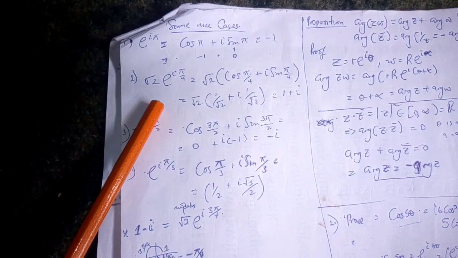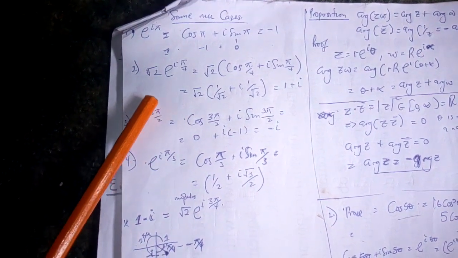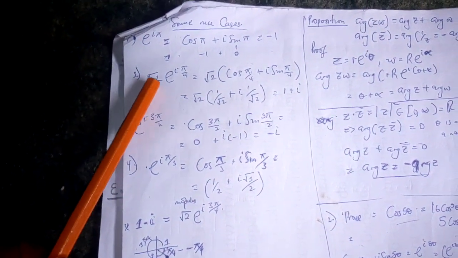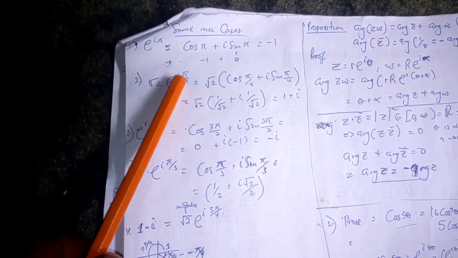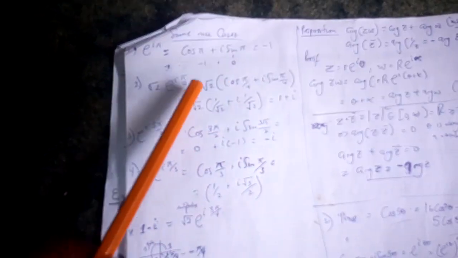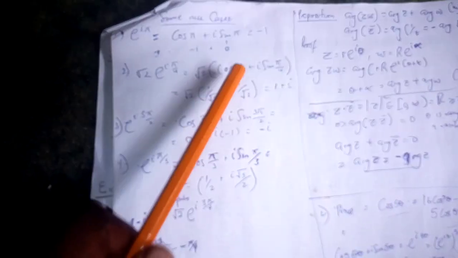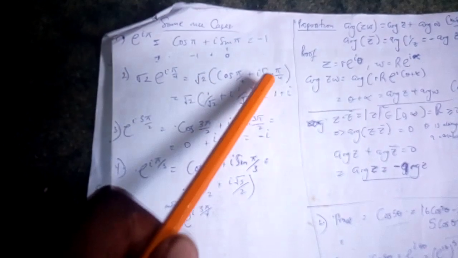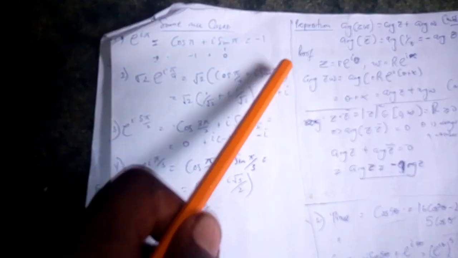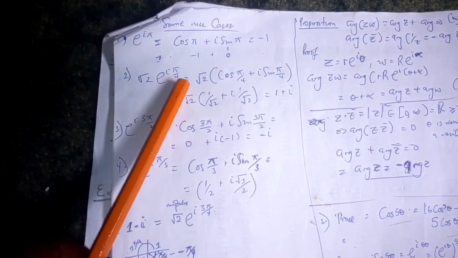So looking at this one also, I'm going to do one for you. You have what? This one can be written as what? Square root of 2, and this one is written as what? Cos pi over 4 plus what? I sine pi over 4, because pi over 4 here is representing our theta. Do you get it now?